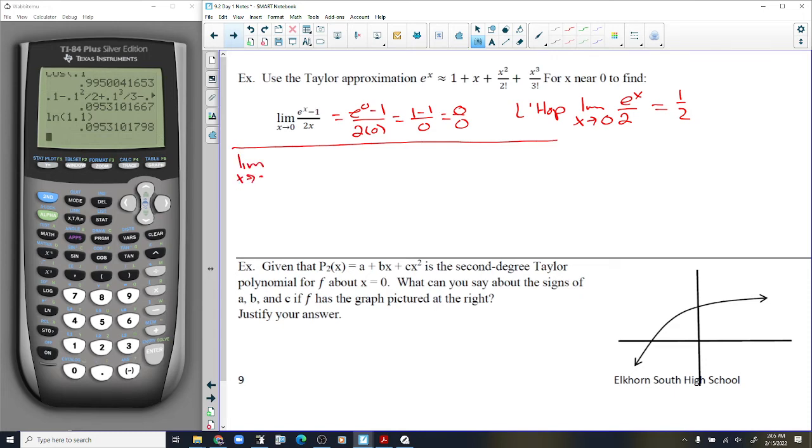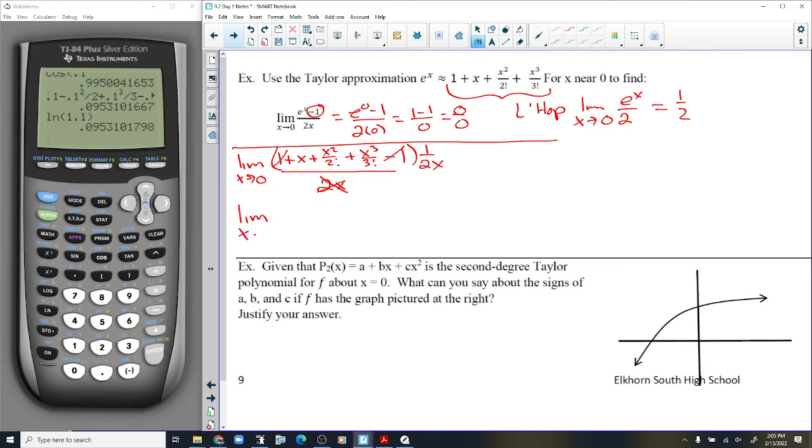Limit as x approaches 0. e to the x, they're saying, can be approximated with that function right there. So we go 1 plus x plus x squared over 2 factorial plus x to the third over 3 factorial, minus 1, because then we'd have the minus 1 there, all over 2x. Well, the 1's are going to cancel out there. And now, instead of dividing by 2x, let's multiply by 1 over 2x. Let's multiply by the reciprocal.